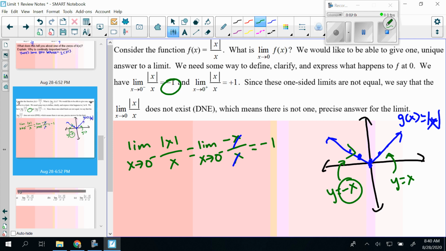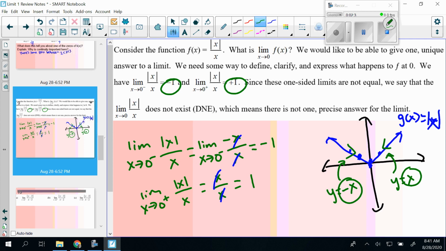If we did it from the positive side, though, if we approach from the positive side, that's the graph of x. And so if we did limit as x approaches 0 from the positive side of absolute value of x over x, on the positive side, absolute value is just the function x, which, if we cancel out these same numbers, is going to give us positive 1. So noticing that those are not the same, these one-sided limits are not equal here, we say that this limit does not exist, which means that there's not one single answer for this limit. This function here does not have a limit.